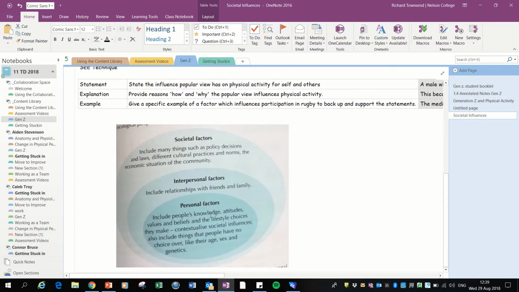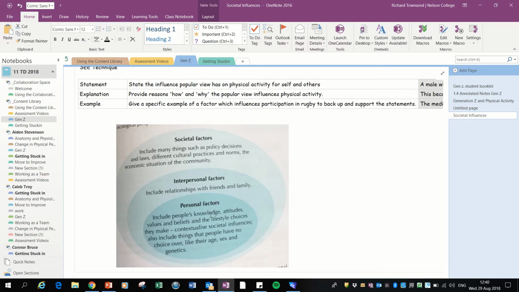And also you've got to be able to talk about PIPs, which is personal, interpersonal, and societal factors. So personal factors might include people's knowledge, attitudes, values, beliefs, and lifestyle choices they make. Contextual societal influences also include things that people have no choice over, like age, sex, genetics, whatever. Interpersonal factors include relationships with friends and family. So if we're thinking about Gen Z, what influences might I get from my family to play a chosen Gen Z sport? You might not.